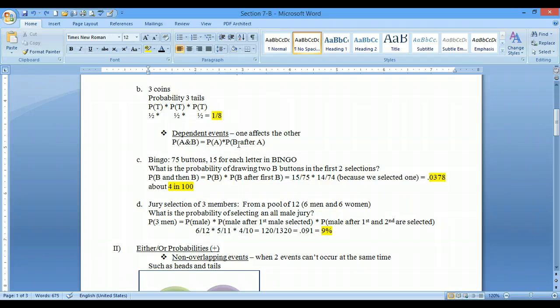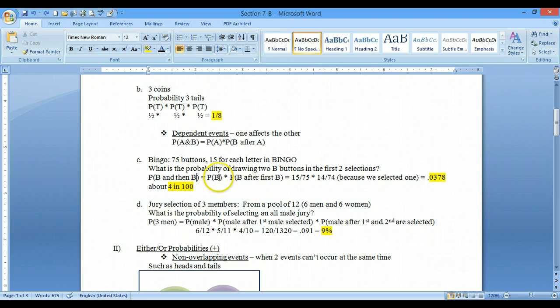So let's move to something like bingo. There are 75 buttons, 15 for every single letter in B-I-N-G-O. So I have 15 B's, 15 I's, 15 N's, 15 G's, and 15 O's. What is the probability of drawing 2 B buttons in the first 2 selections? So I pull out a B button and I hang on to it, and then I pull out another B button. So I'm wanting the probability of a B and then a B.